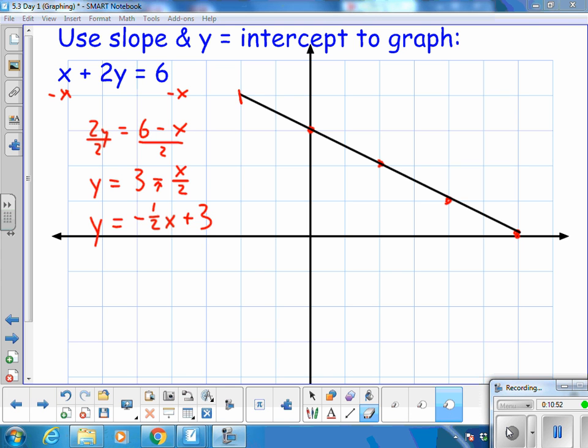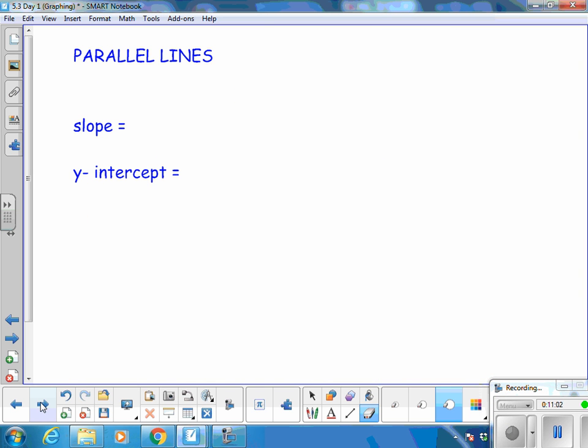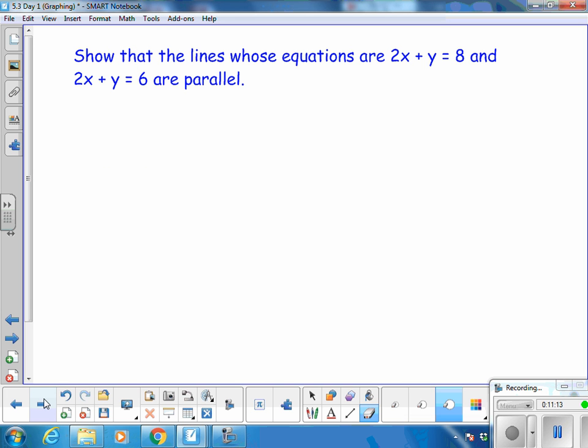All right, take a look. Let's see how we did. Negative slope of 1/2. At 3 is the y-intercept. For parallel lines, let's think about how that's going to happen, how the slope ends up being, and how the y-intercept ends up being. And we're going to take a look at these two equations.